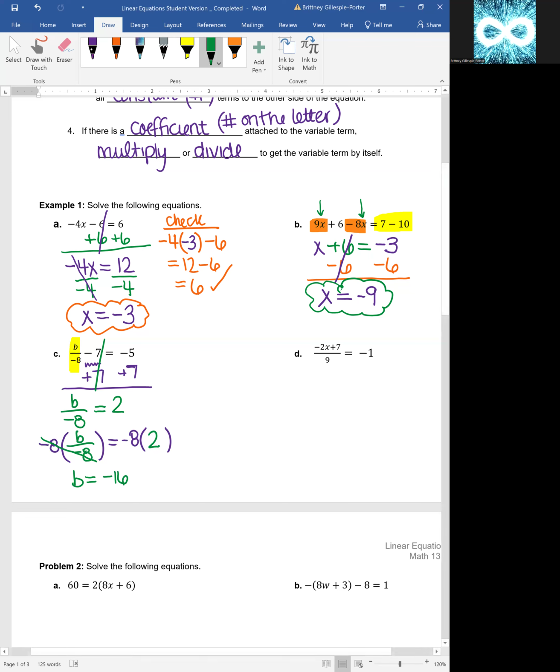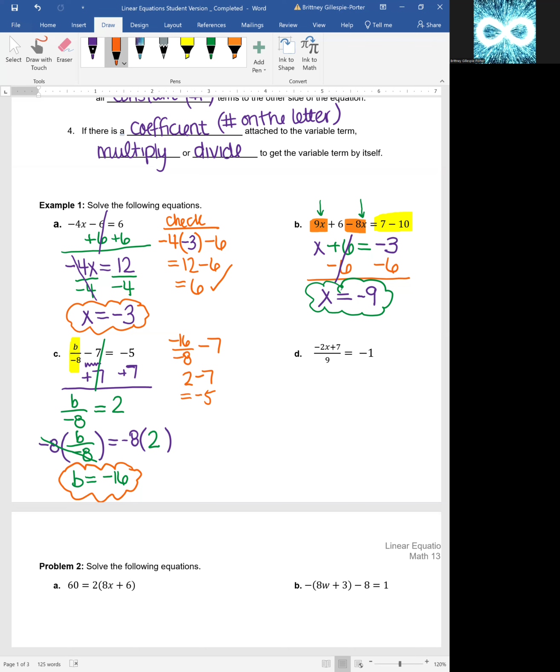And again, if you wanted to check your answer, you would plug in the -16 into the equation where the b is, and it wouldn't be too bad because -16 divided by -8, and then the -7. I know this looks gross, but -16 divided by -8 gets us 2, minus our 7 gets us the -5 that they had on the right-hand side. So we got the correct answer.